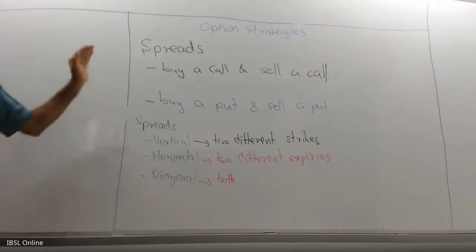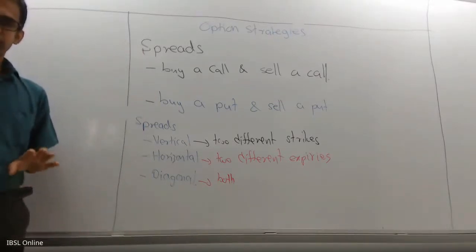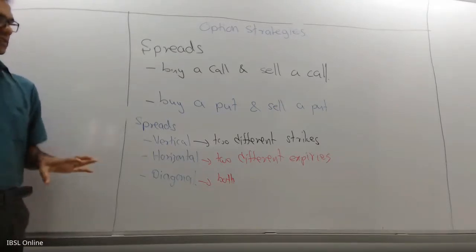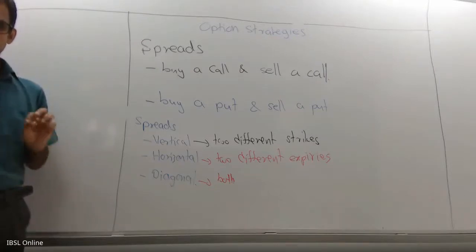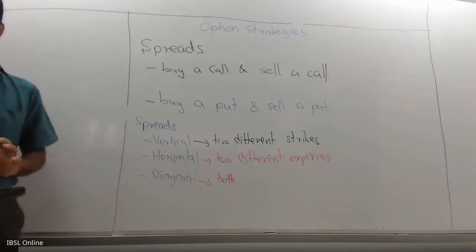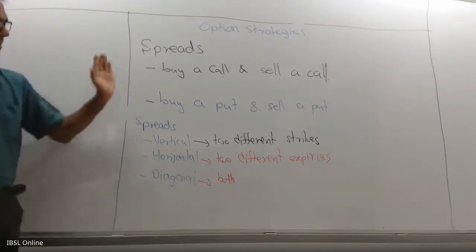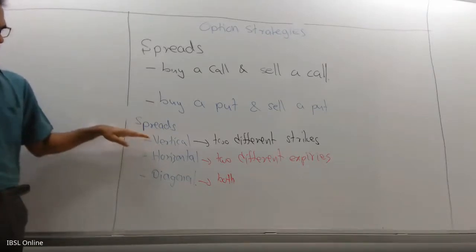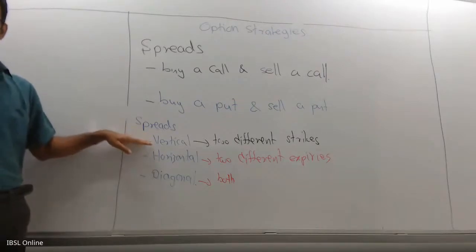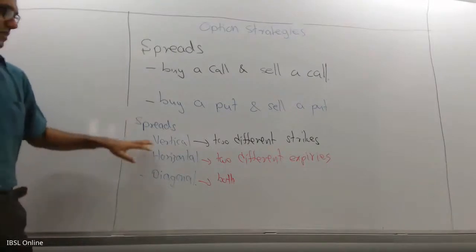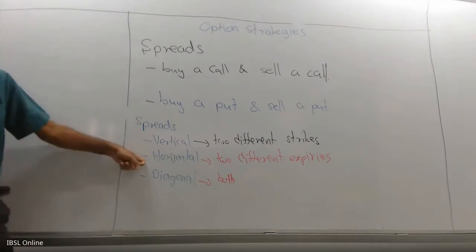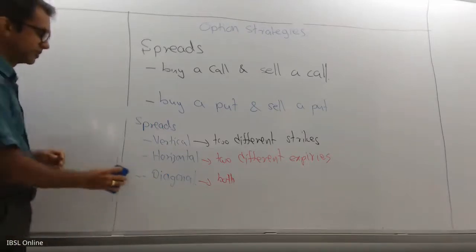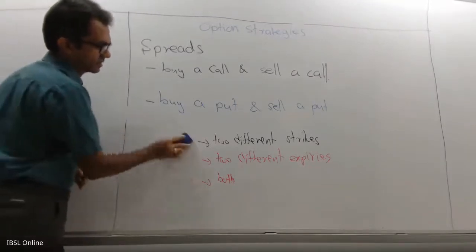This is the basic classification of spreads. What is a spread? Simultaneous purchase and sale of two call options or two put options. Remember, it's not a combination of call and put. Either two puts or two calls. That is a spread. When it's a vertical spread, you buy a call option with one strike and sell another call option with another strike. So in a vertical spread, you use two different strike prices. In a horizontal spread, you use two different expiries. And in a diagonal, you use both, two different expiries as well as two different strikes.